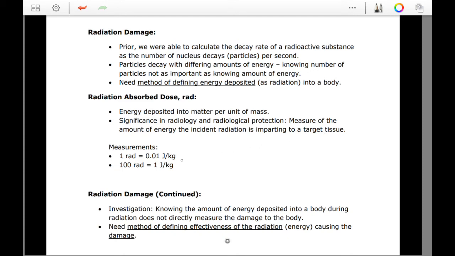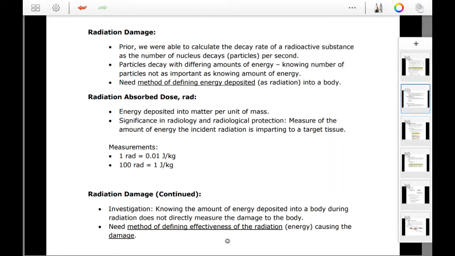So if you were to consider your whole body, and let's say you experienced 30 joules of energy and you weighed 25 kilograms, then you would be able to convert that to rads by using the conversion factors here. So like I said, we have 1 rad is equal to 0.01 joules per kilogram, and if you like this a little bit better, then you can say 100 rads is equal to 1 joule per kilogram.